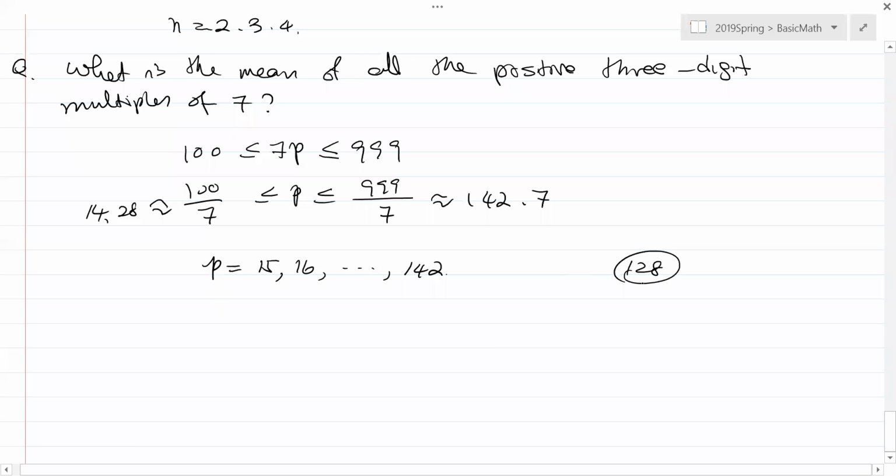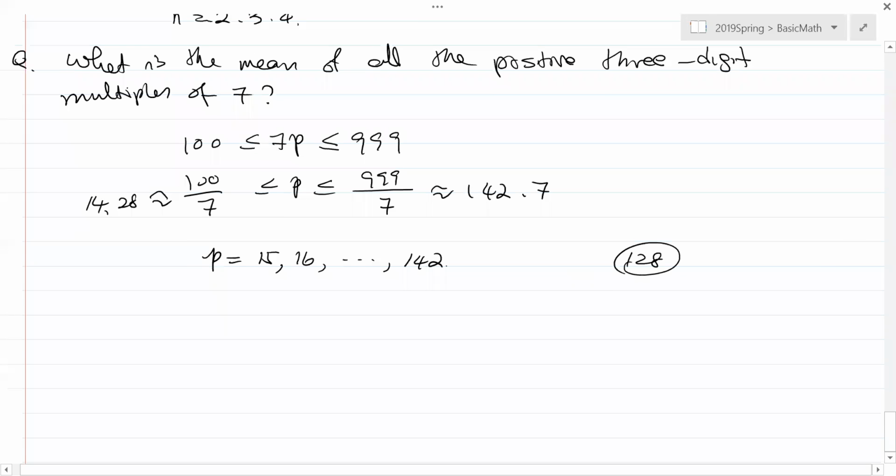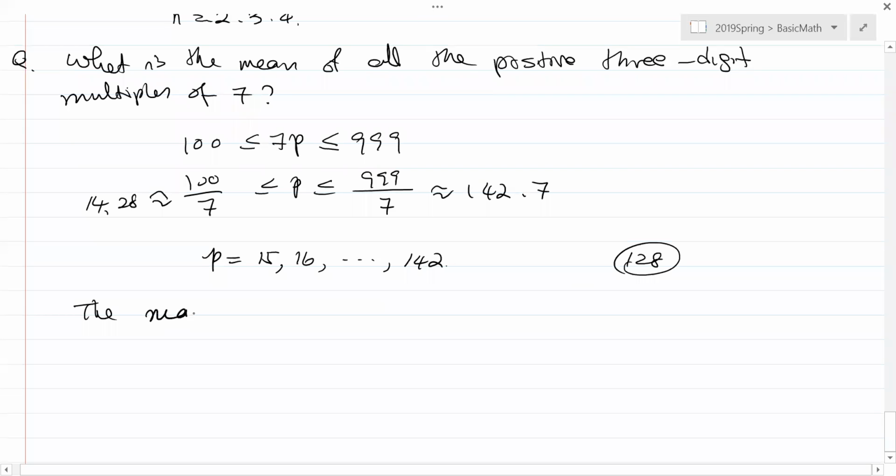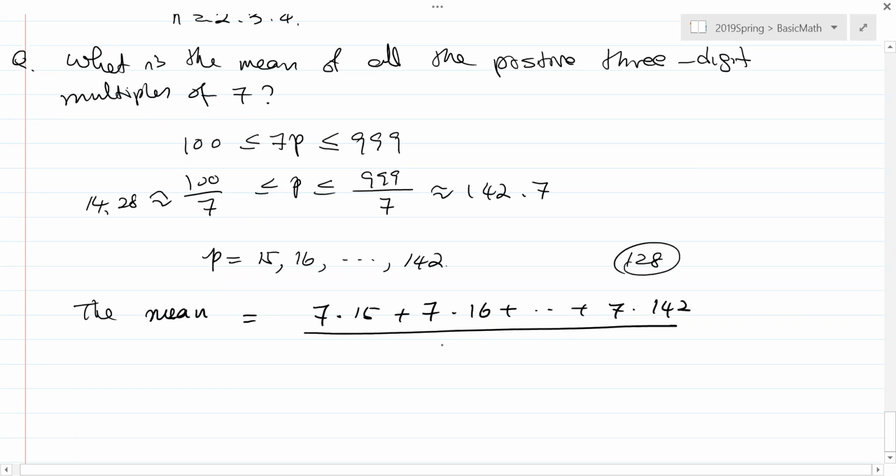Okay, from 15 to 142. I need that because I want to find the mean. Okay, so the mean is going to be the sum of all such numbers, seven times 15 plus 7 times 16 plus, up to 7 times 142, okay? Divided by 128. That's the mean, okay?